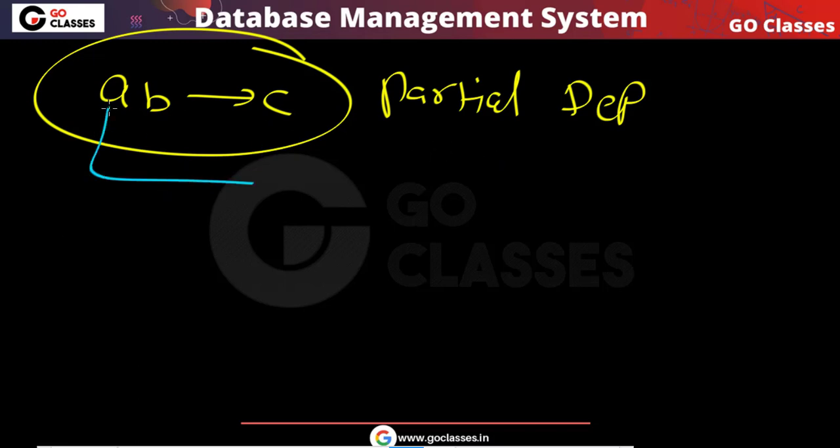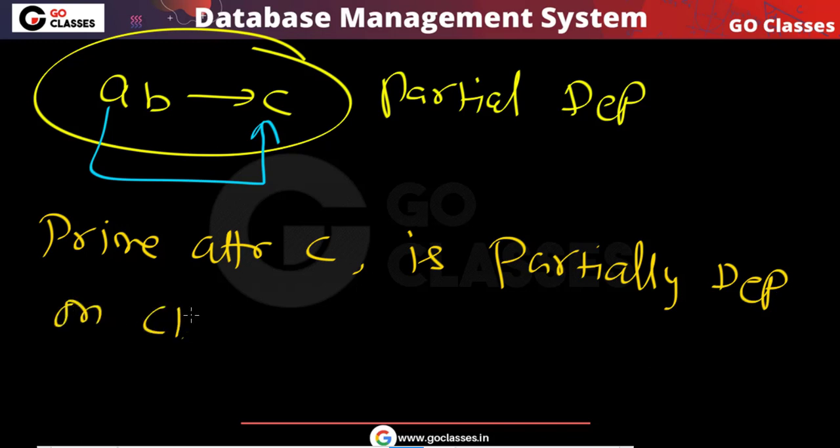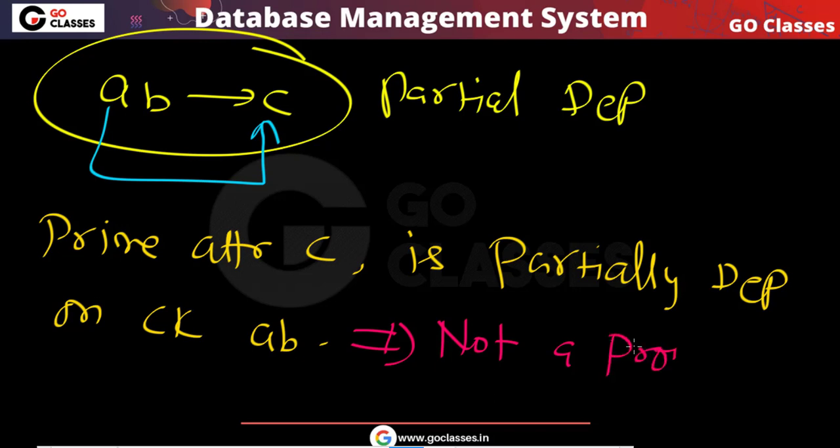So AB determines C is a partial dependency because we don't need B. Remember, C is a prime attribute, and it is partially dependent on candidate key AB. But there is no problem. Remember, a prime attribute being partially dependent on a candidate key is not an issue in 2NF.